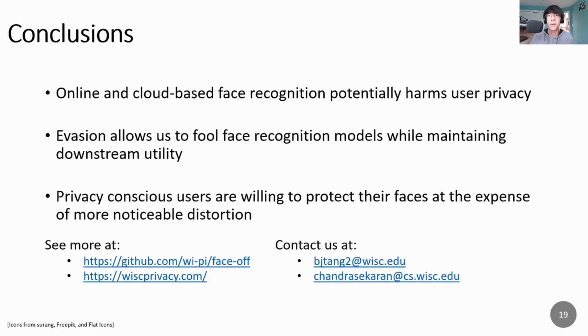So, in conclusion, we've discussed that online and cloud-based face recognition harms user privacy, and there's few options the user can take to preserve their face data. Evasion attacks in the form of adversarial examples allow us to evade face recognition models while maintaining the utility of the masked face. A user can still upload their photo to social media this way, and we found that privacy-conscious users are willing to protect their faces at the expense of minor perturbations and noise.